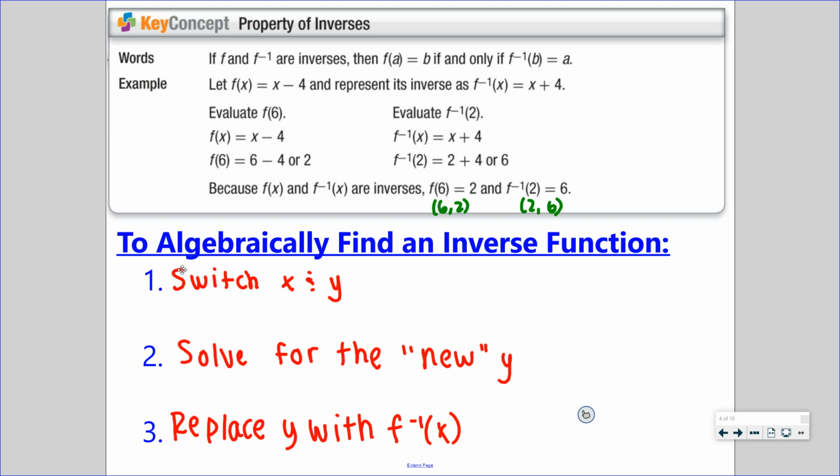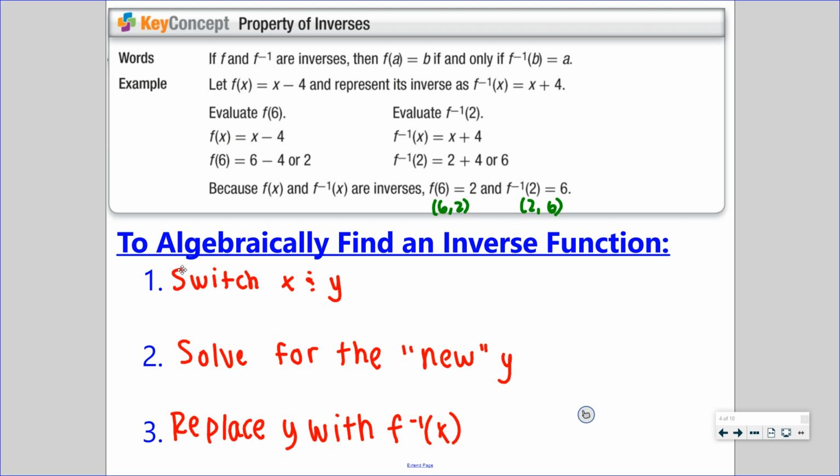What you need to know about inverse functions: the x and the y coordinates are flip-flopped. The domain and range are interchanged. And there's one more thing, and I can't think of it. Oh, maybe horizontal line test? That's what we're going to talk about next.